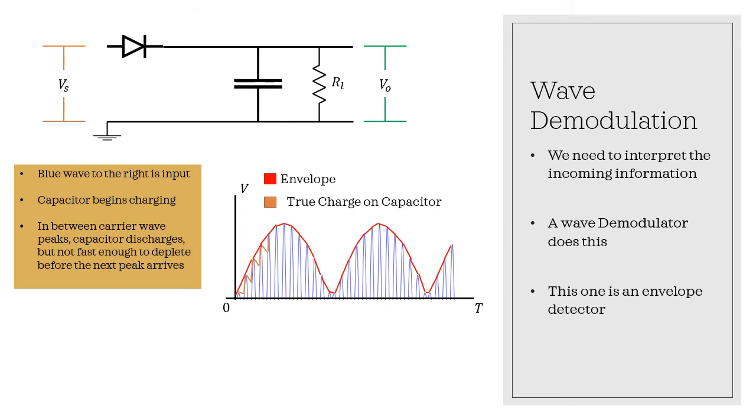And on the other hand, when we have a decreasing envelope, we also need our capacitor to be able to discharge fast enough to keep up with the reduction in our envelope signal. Otherwise, you get something called clipping.